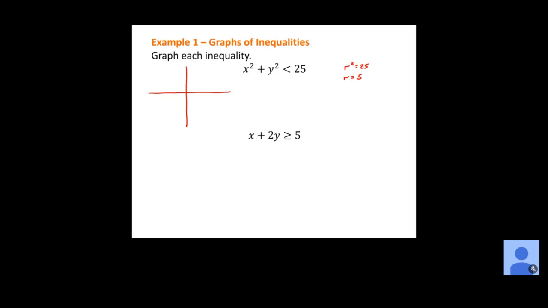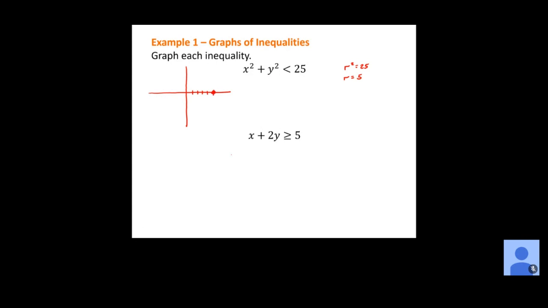Where's the center of this circle? Good, it's 0, 0, right? So the origin would be our center because we're not adding or subtracting anything to the x or the y value. So we know we're starting from the origin. So basically from the origin, I'm going to go out 5 units in all directions, and then I'm going to sketch my circle. So we'll go 1, 2, 3, 4, 5 this way.